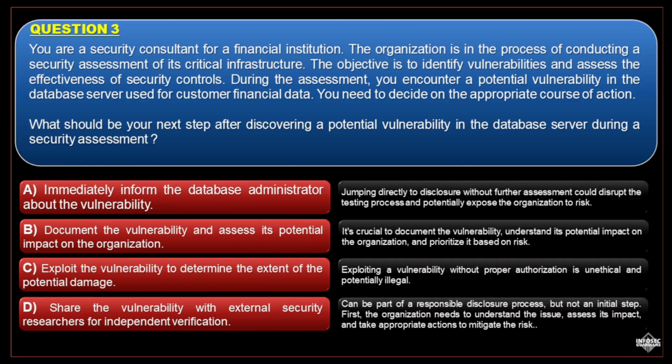In this scenario, the best initial step is to document the vulnerability and assess its potential impact on the organization, which is option B. This allows for a structured and responsible approach to addressing the vulnerability, while avoiding any unauthorized exploitation or hasty disclosure.